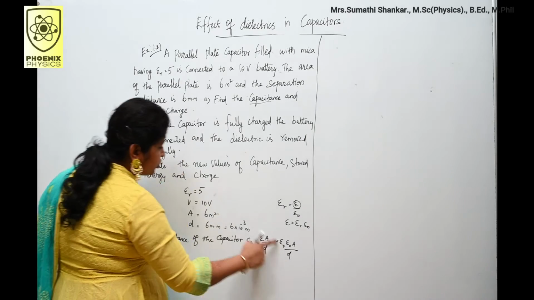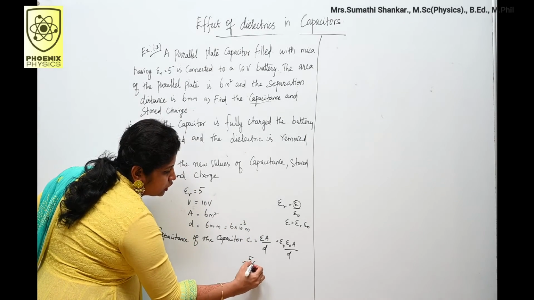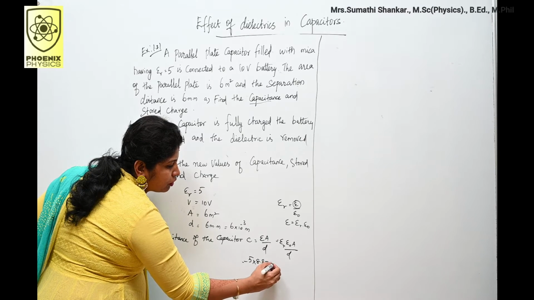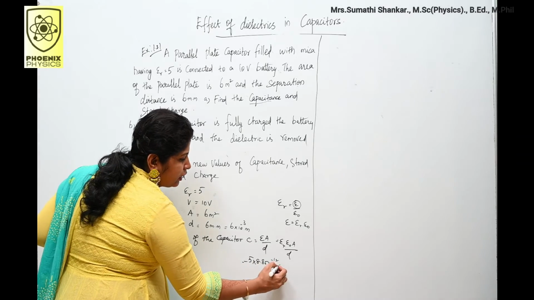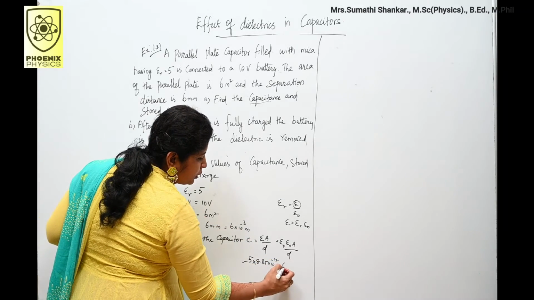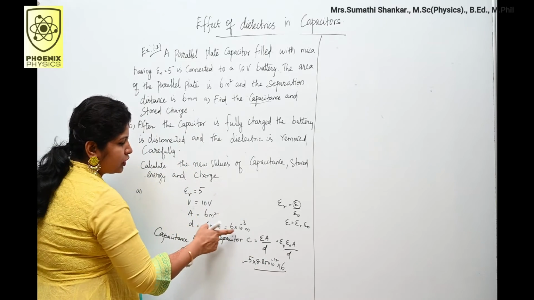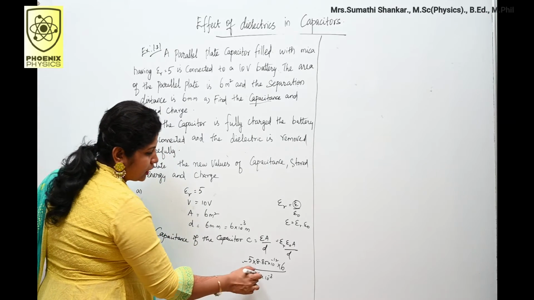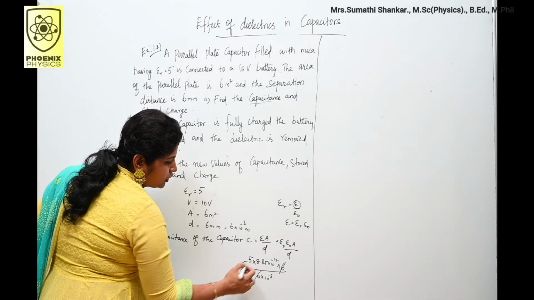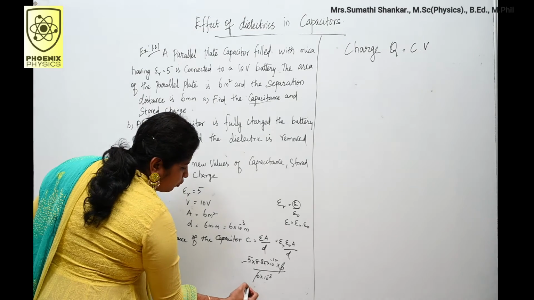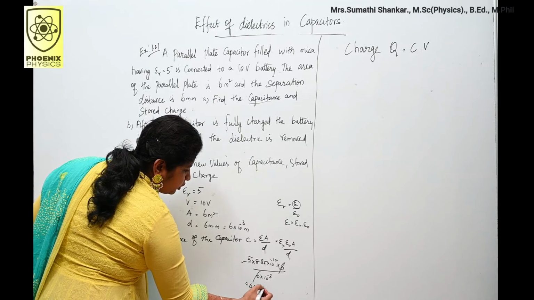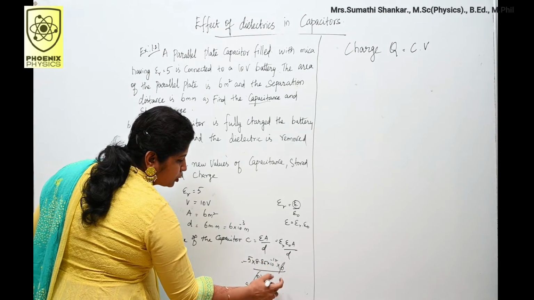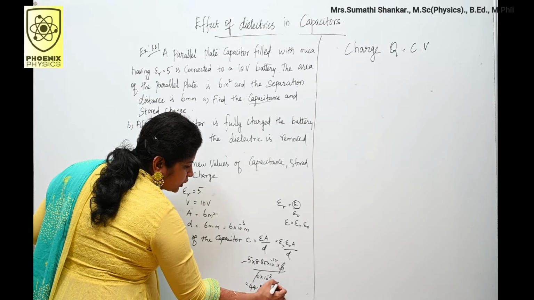Epsilon r is given, that is 5, into epsilon naught value, you know, 8.85 into 10 to the power of minus 12. A value is given, that is 6 meter square. Then D value is given, 6 into 10 to the power of minus 3 meter. So cancel the 6 and multiply these two. You can get the value as 44.25 into, bring this 10 to the power of minus 3 to the numerator so it becomes plus. Finally you can get minus 9.